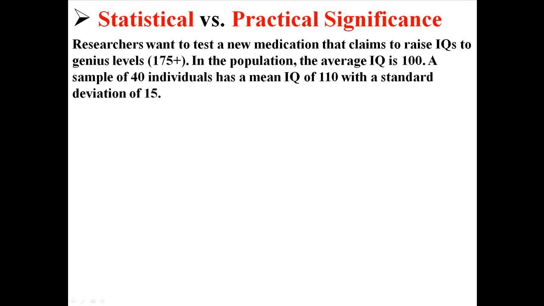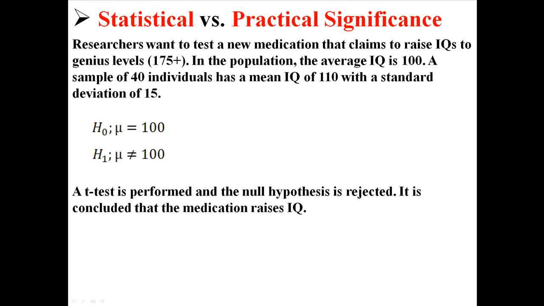A sample of 40 individuals that has taken the medication has a mean IQ of 110 with a standard deviation of 15. So it looks something like this. The null hypothesis is that the mean is 100 because we would assume them to have a mean of 100. And the alternative hypothesis is that the mean is different than 100. We're testing to see if the mean is different from the 100 we would expect.